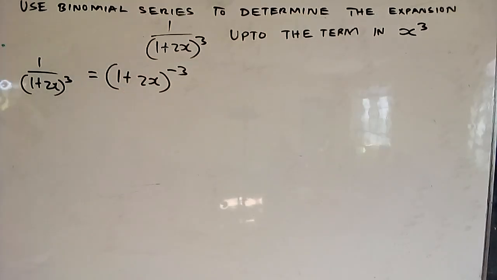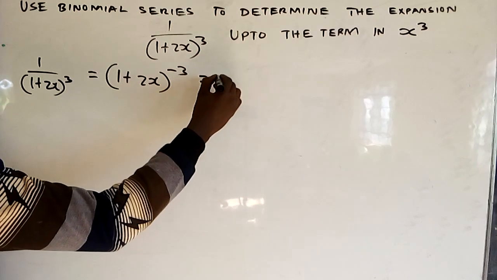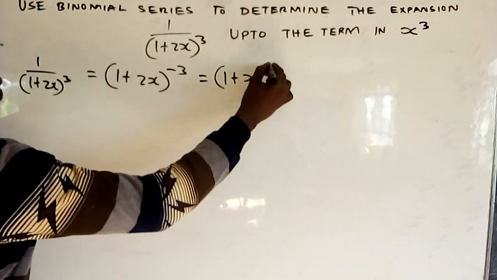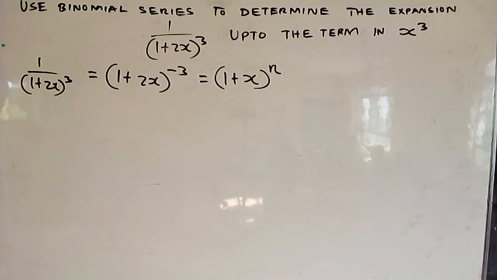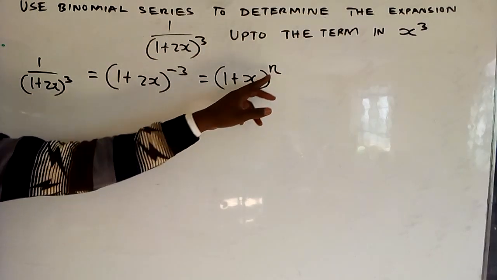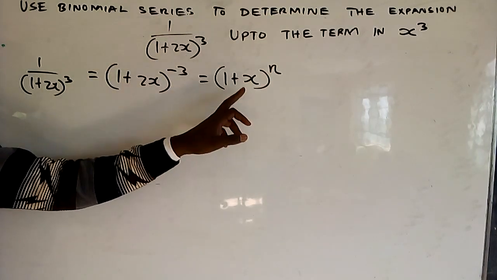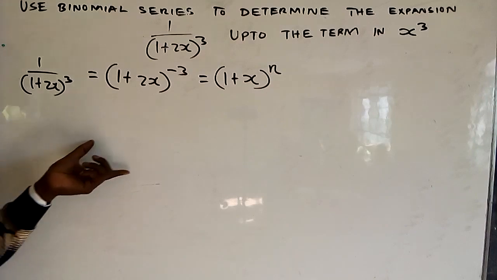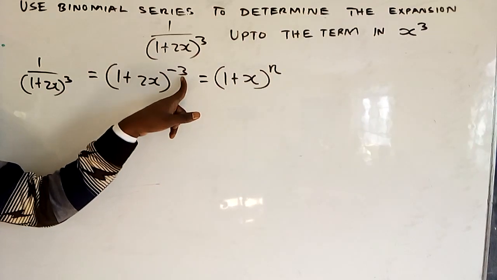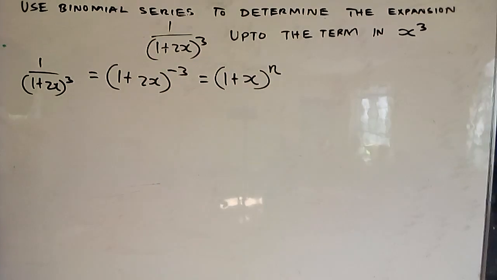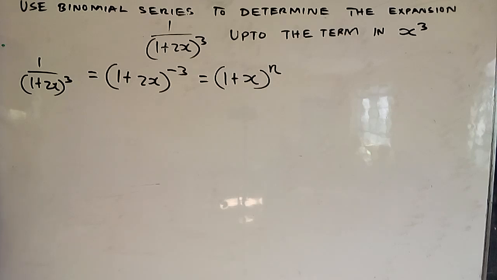Now, you've written it in the form of a standard binomial expansion, isn't it? If you look at this standard form of binomial expansion, it is in the form (1 plus x) raised to power n. So the binomial series we are going to use is a binomial series which uses factorial notation, because negative 3 is not a natural number. So we must use a binomial series which uses factorial notation.